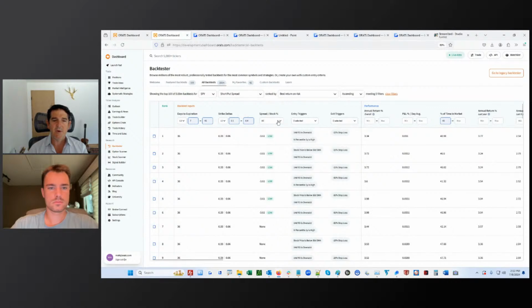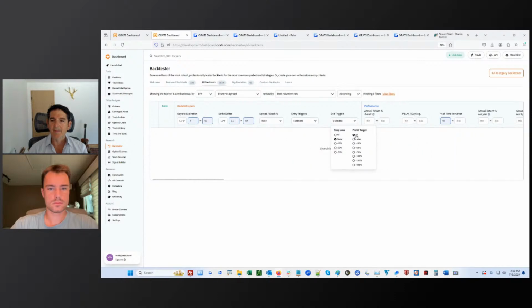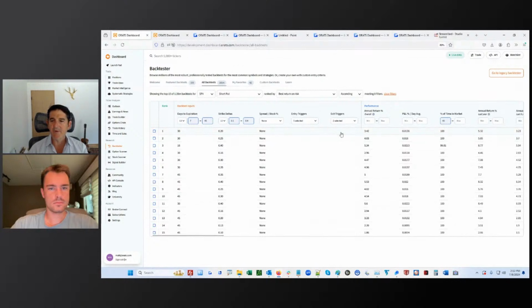So we're going to do the same here. We want none, no entry triggers, no exit triggers. Okay, so then it's more comparing apples to apples. And so what we're going to do is we're going to say, well, what is better? Like, what do we like better?